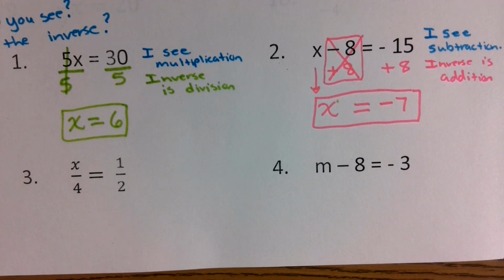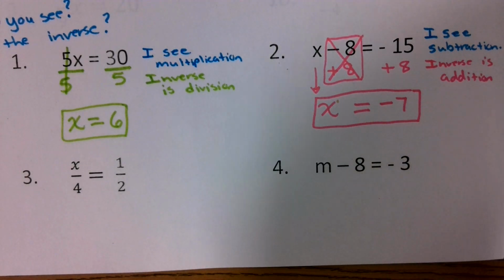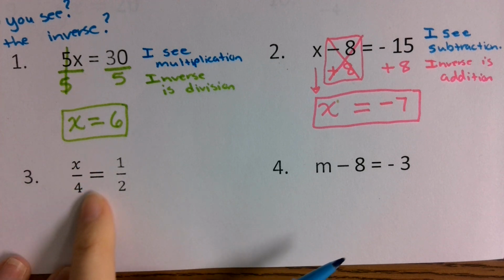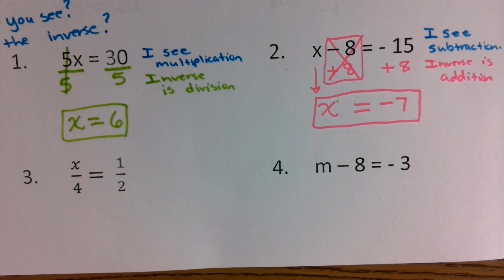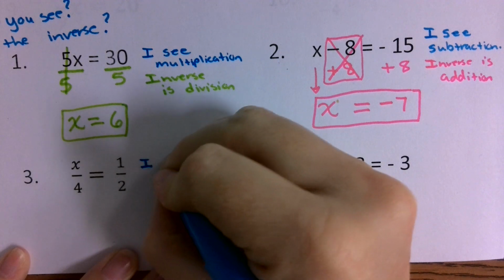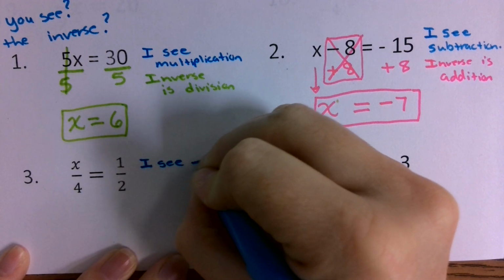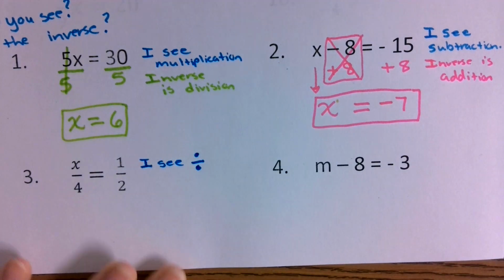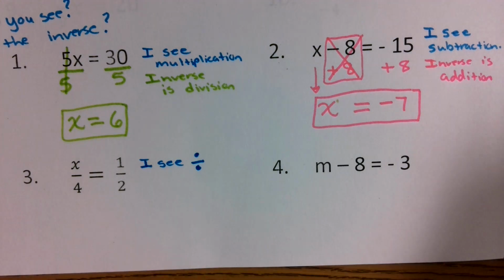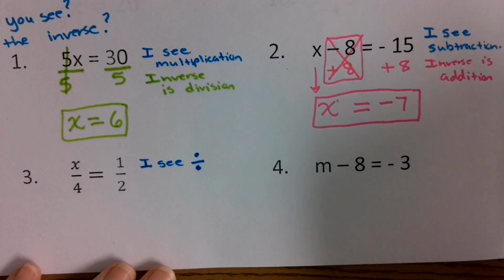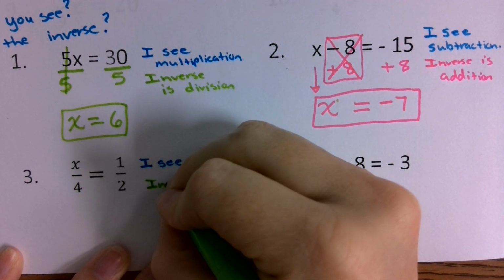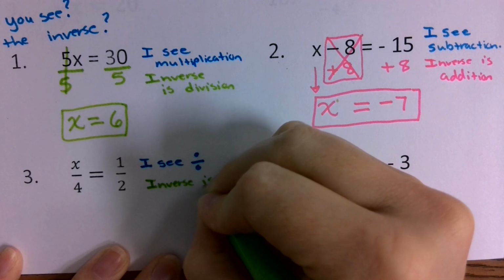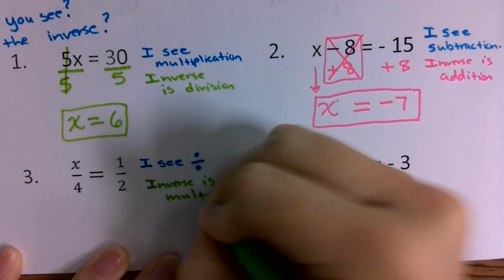Okay, let's take a look at problem number 3. Let's identify, what do I see? So what operation is this when it's x over 4? What operation is that, Isaiah? Division. So I see division. I'm just going to use the sign. I see division. So what is the inverse of division, Brian? Multiplication. So the inverse is multiplication.